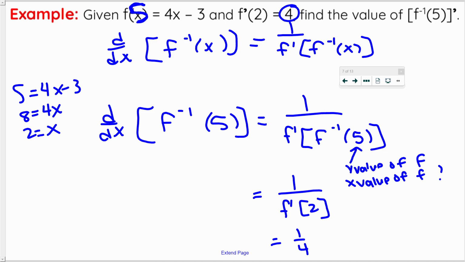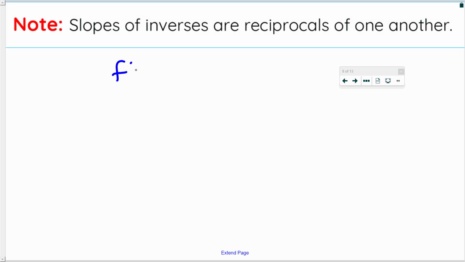So let's actually just look at what we did here. Okay, we have our original function, f of x is equal to 4x minus 3. And we know that this is the derivative. This is the slope. The slope is 4. So at one particular point for f of x, I know that my slope on this line is 4. So I know that the derivative is going to be 4.